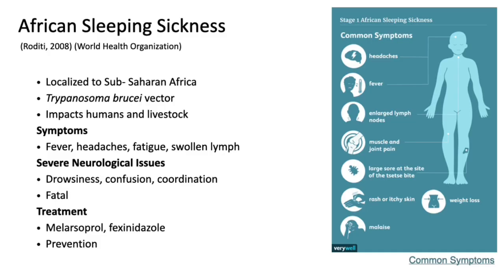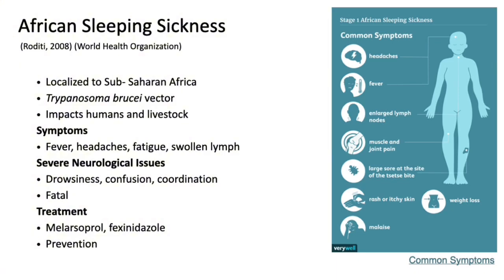There are two subspecies under T. brucei, specifically noted as T. brucei gambiense and T. brucei rhodesiense. Gambiense is going to account for about 92% of the cases that we see in Africa, while rhodesiense is going to account for about 8%, and this is a more rare strain of Trypanosoma.